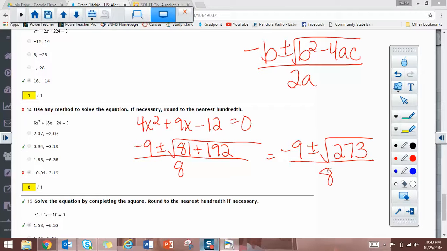So you're going to get 2 answers here. You use your calculator for both because 273 is not a perfect square. So negative 9 plus the square root of 273 divided by 8 is positive 0.94. So it's this answer. If you do it the other way, if you do negative 9 minus the square root of 273 and then divide it by 8, you will get negative 3.19.